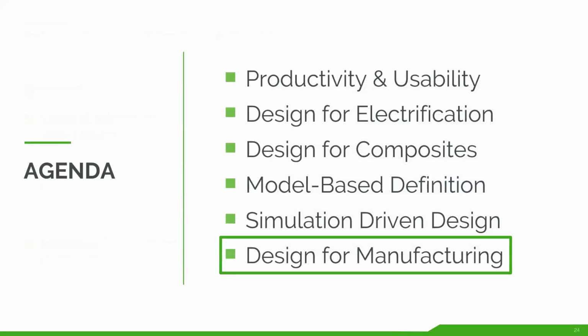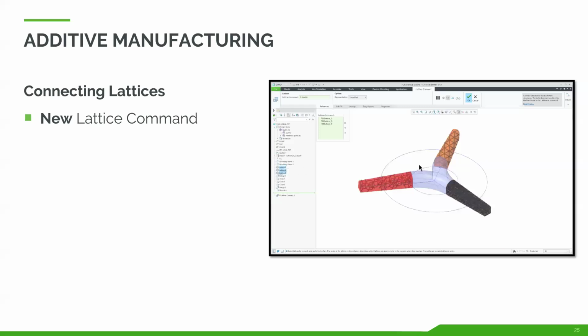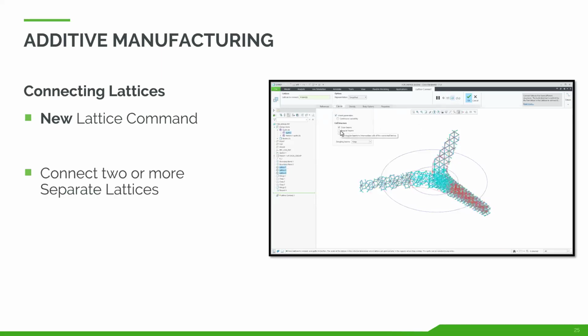And finally, let's take a look at the design for manufacturing enhancements. First of all, for lattices, we've added a new type of lattice, which is connection lattices. As you can see in the video that's playing right now on this slide, it allows you to take two or more beam-based lattices and merge them together into a single connected lattice. It's the best way to connect your different lattices together. You're able to merge them and have them connected appropriately based on their structure and the way that they are modeled.